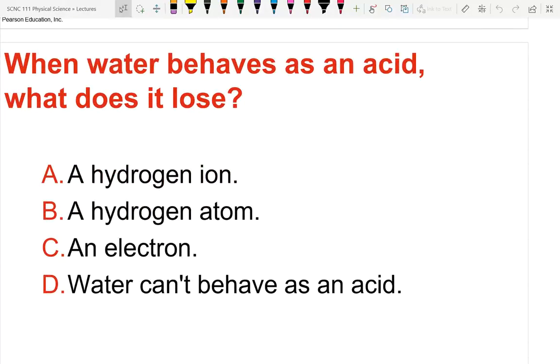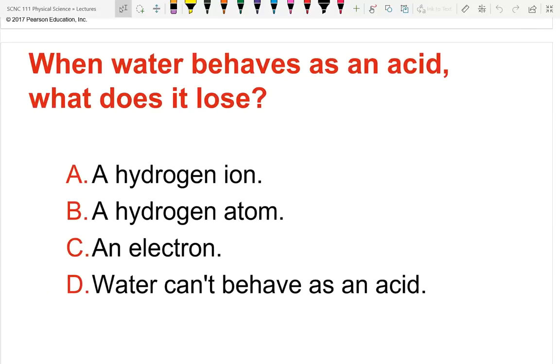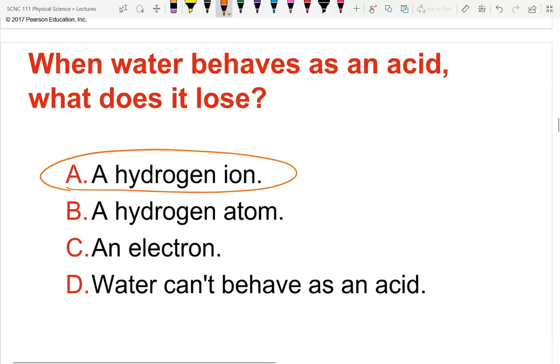Now, you don't have to pull out your clickers. I don't have the clicker stuff set up, so I'm not keeping track here. When water behaves as an acid, what does it lose? Blurt it out. There are two options, it's the hydrogen. It's actually the hydrogen ion because it's a proton, that's right. So it's losing the hydrogen ion.